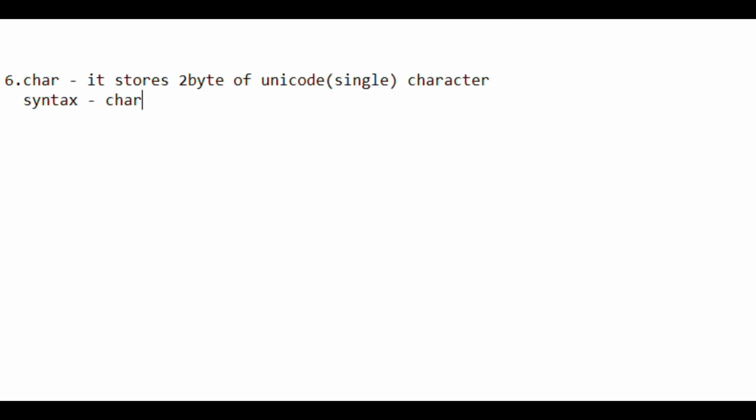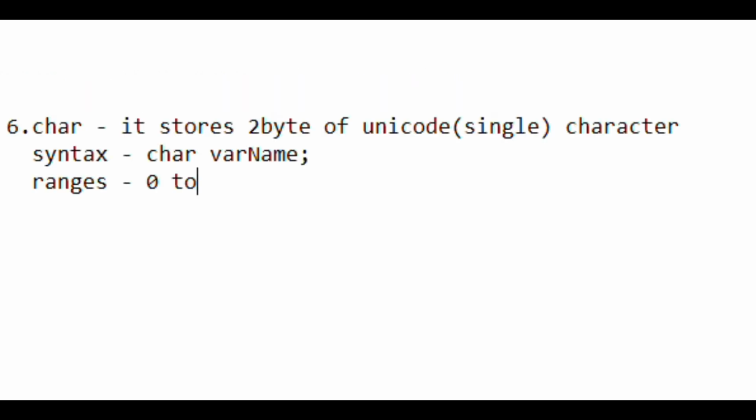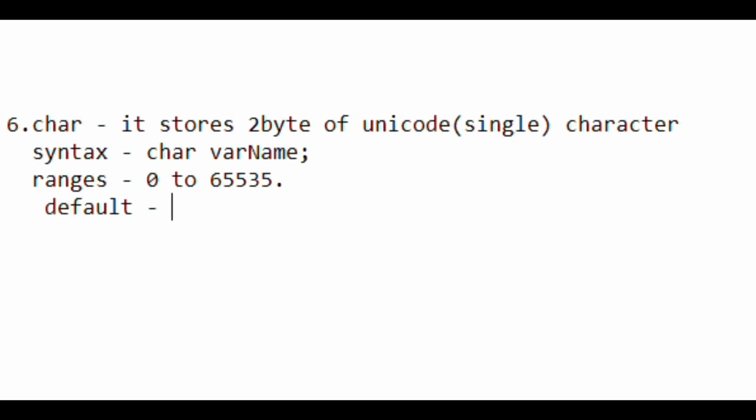Let's see the sixth data type, which is character data type, and it stores 16 bit of information, and the syntax and the ranges are given below. You can see the ranges, and the default value would be a Unicode.